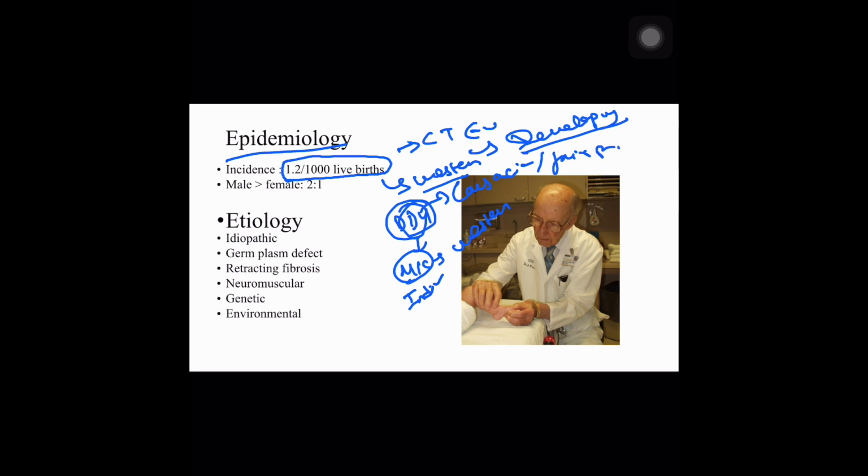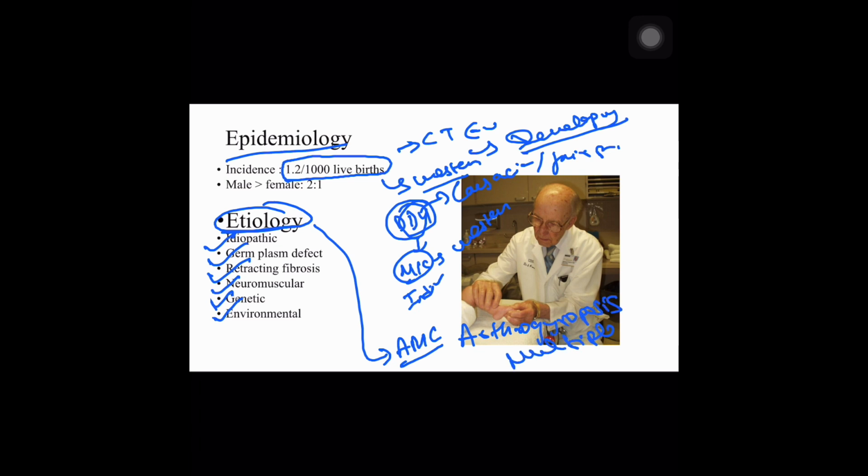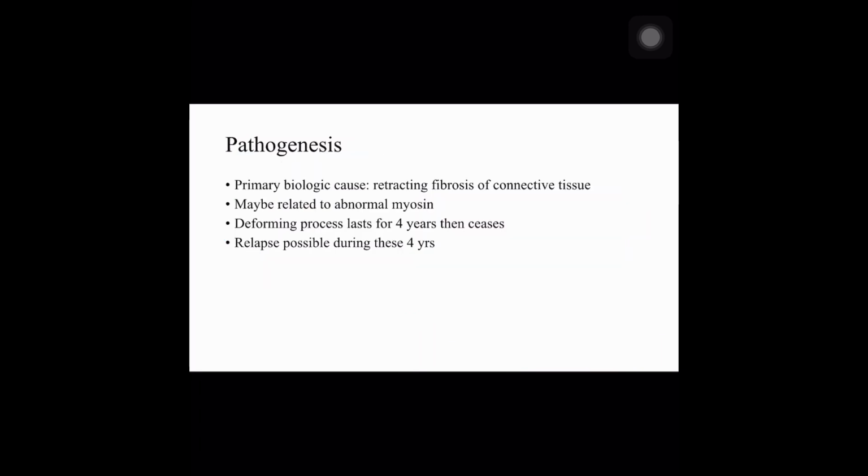You need to remember the etiology is idiopathic, germplasm theory, retraction fibrosis, neuromuscular, genetic, and environmental. Basically, in this etiology, what you should understand is that different diseases like arthrogryposis multiplex congenita, as well as poliomyelitis-like disease, are involved. The diseases that involve the neuromuscular system are more important in the pathogenesis. So just remember, in this pathogenesis, yes, we have retraction fibrosis.